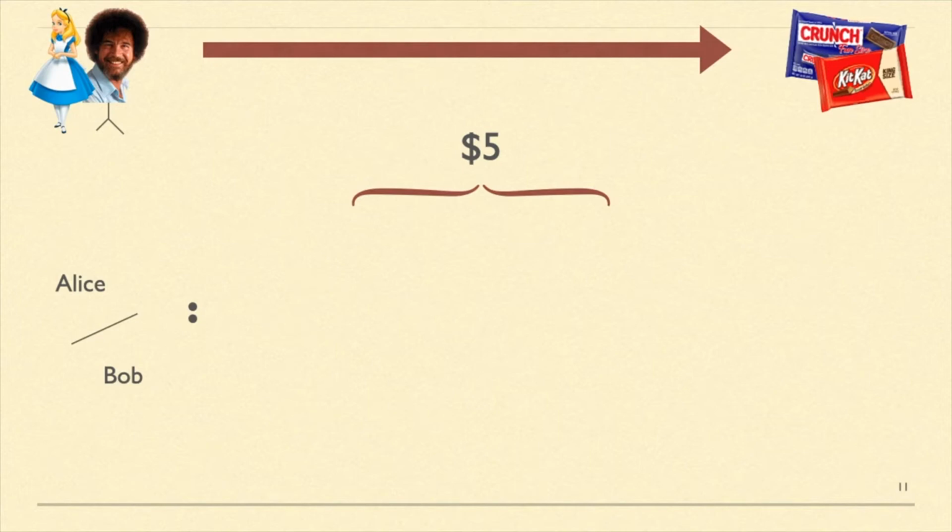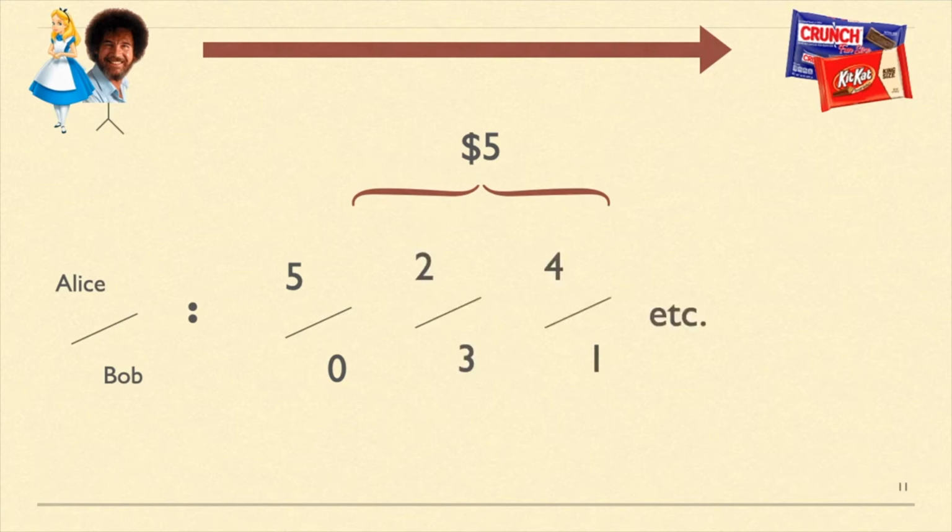Let's look at how they might do it. They could split it $5, $0. Alice could give $3 to Bob. Bob could give $2 back, and so on. Alice and Bob are not adversarial, so they can cooperate and split the money however is most beneficial at any given time.